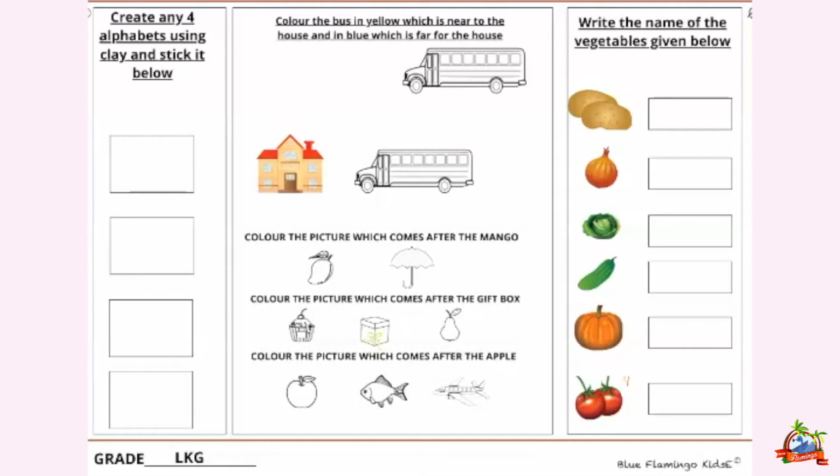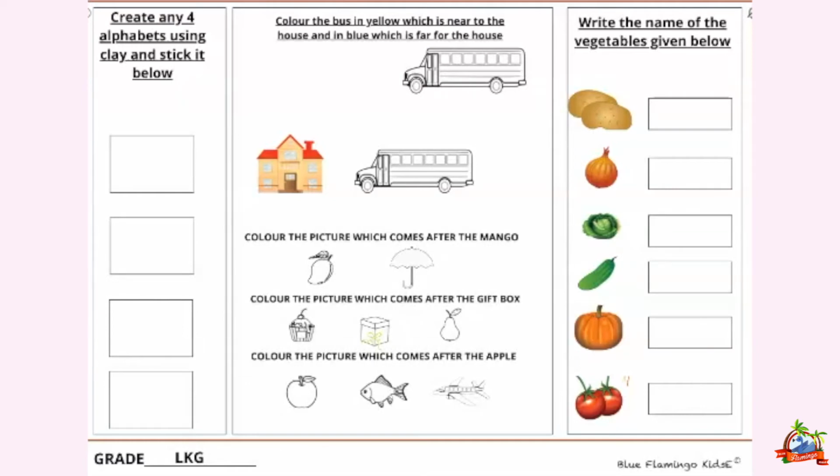Now let's move to our next topic of this sheet, which is maths. Color the bus in yellow, which is near, and the house and in blue, which is far for the house. So क्या करना है आपको इसमें In this you have to color the bus. Okay, bus को color करना है with the help of blue and येलो कलर. ओके, ब्लू और येलो कलर की हेल्प से आपको क्या करना है, बस को कलर करना है.